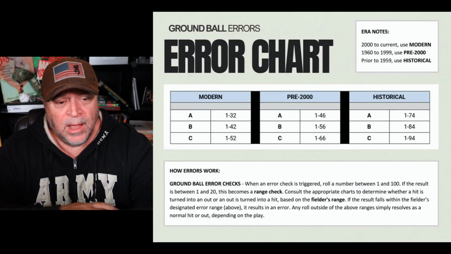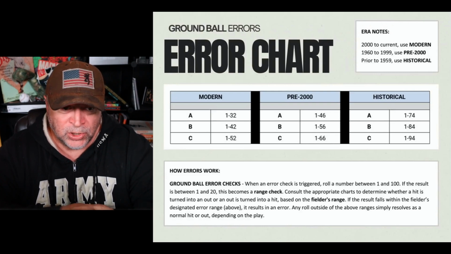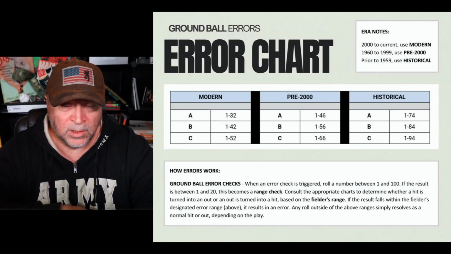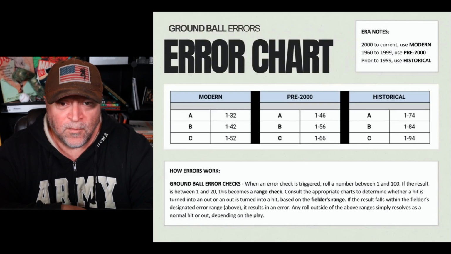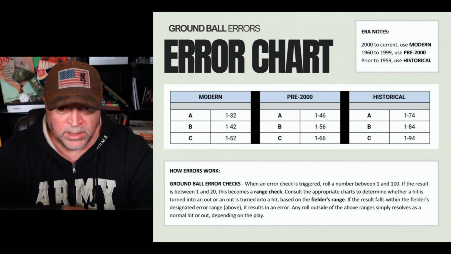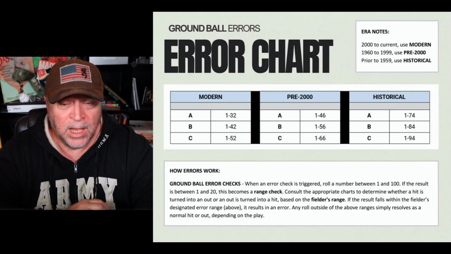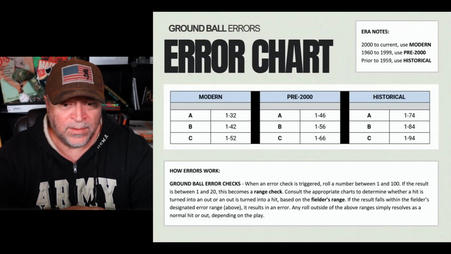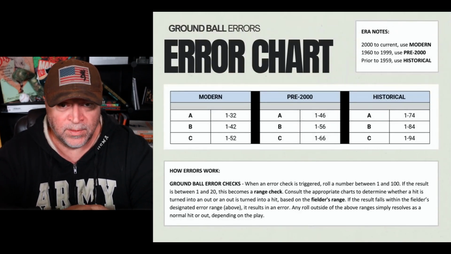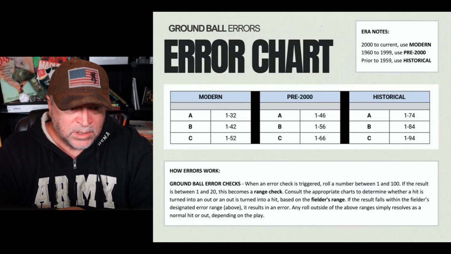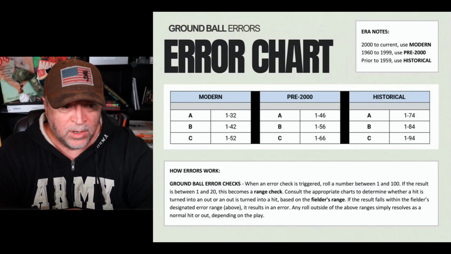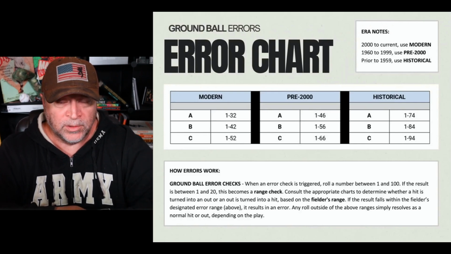So this is an upgraded error chart. You can check out the link down below. It's going to be free for download. You can print this off and use this. Again, you don't have to use this, but there's some things other than the rates of errors that are going to be changing. One of the other things I wasn't satisfied with was that there was a little bit higher error rate for the outfielders.